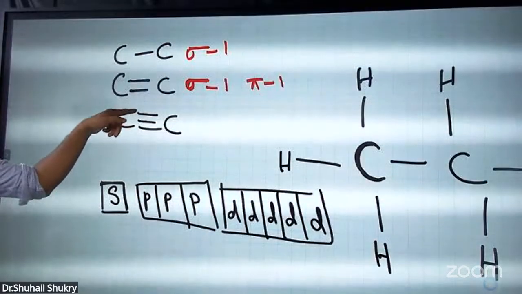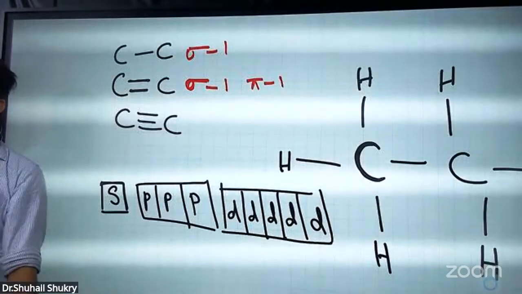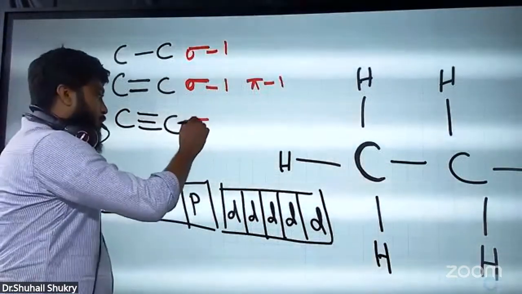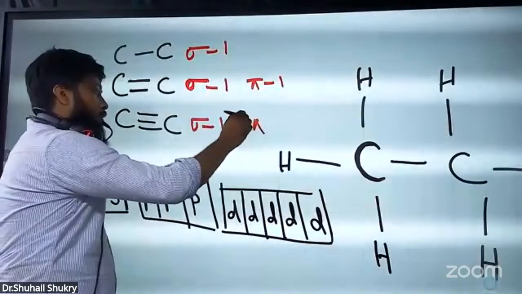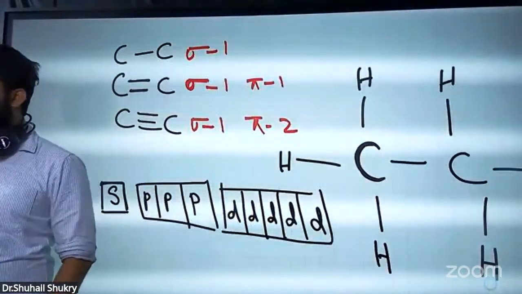Then in the triple bond, how many sigma bonds will there be? 1 sigma bond. Always only 1 bond is a sigma bond. So we say this is 1 sigma bond. And how many pi bonds are here? There are 2 pi bonds in this. Then 1 sigma bond and 2 pi bonds.